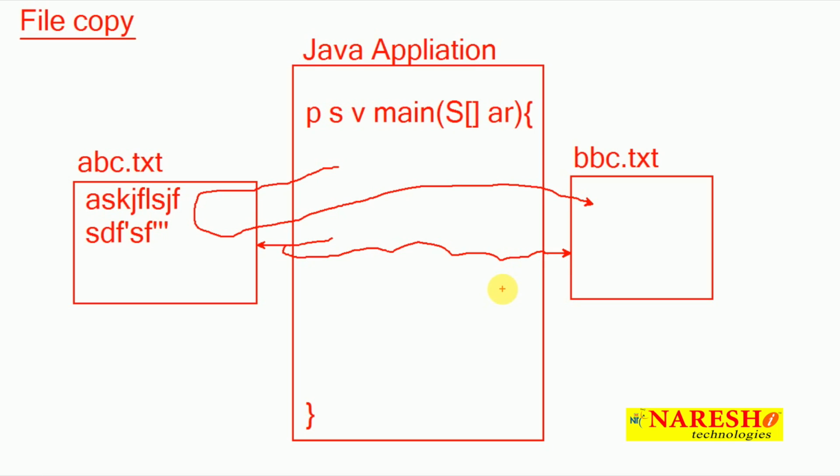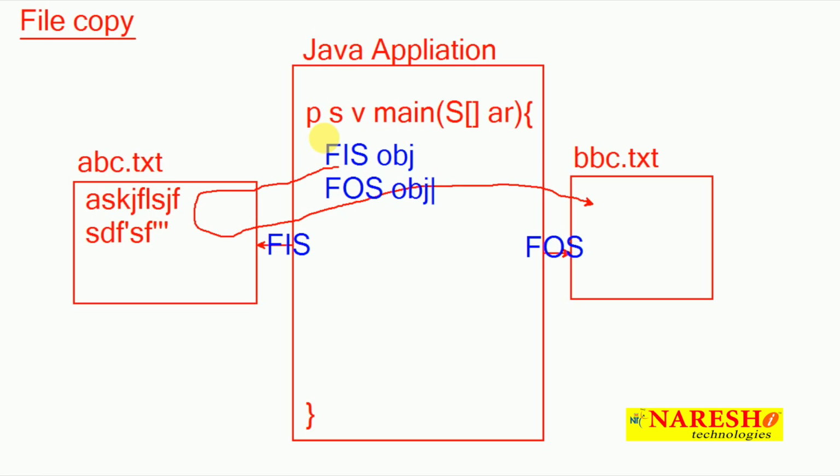This is our target. So, can you try to answer here what is this connection? I want to read data from the file. What is the connection? It's nothing but FIS. Here I want to write data into the file. What connection I must create? Please try answer. FOS connection. So that means inside main method, first I must create FIS object connecting to abc.txt. Then I should create FOS object connecting to bbc.txt file.